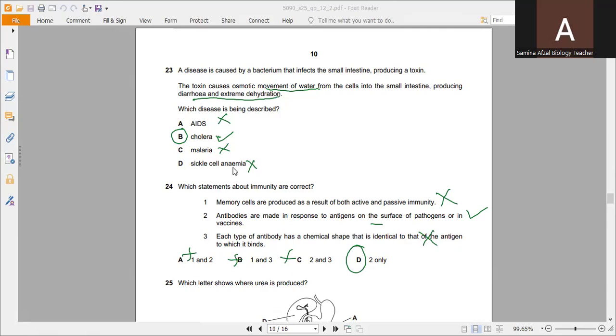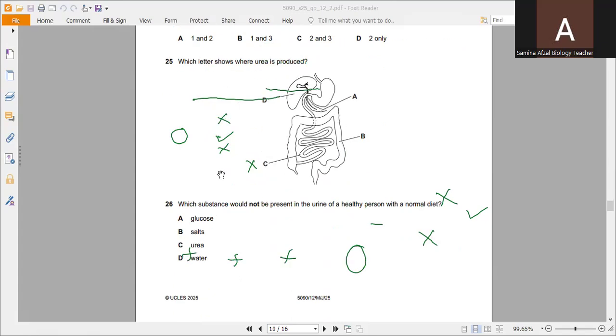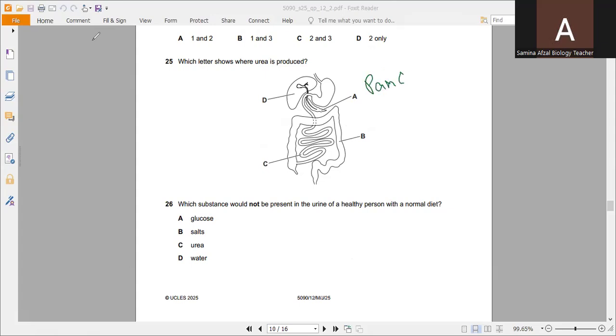Question number 25. And question number 25 is, which letter shows where urea is produced? A is pancreas, B is large intestine, D is liver, and C is small intestine.